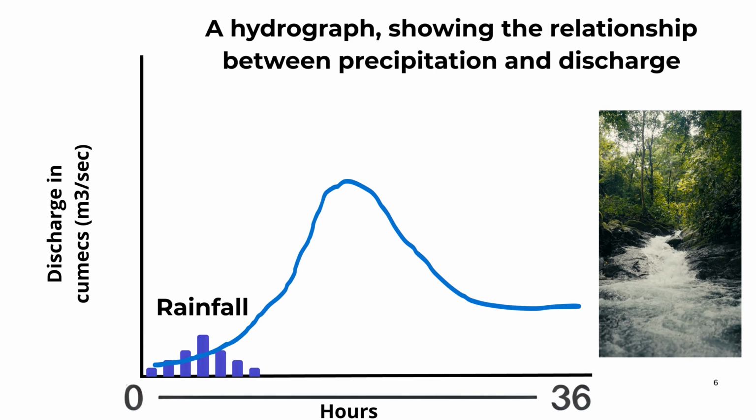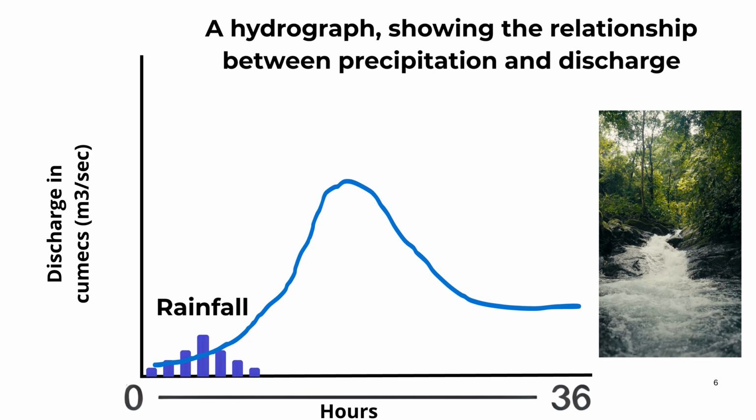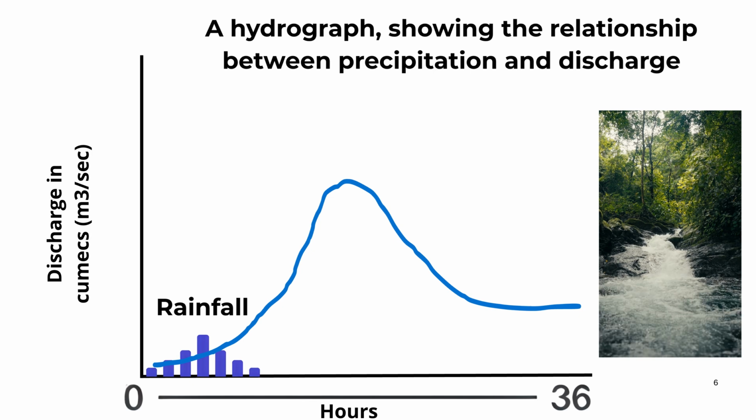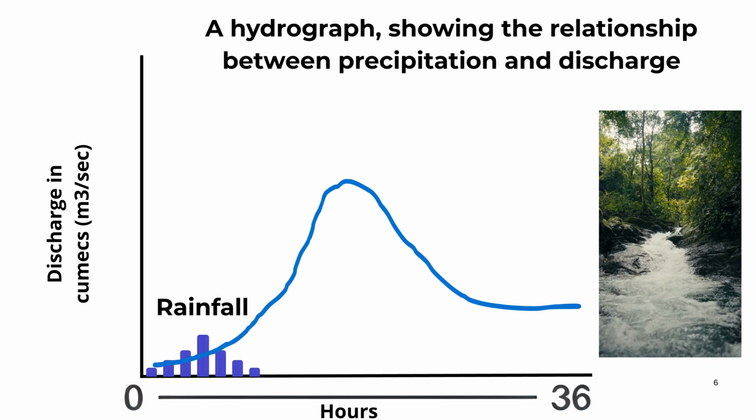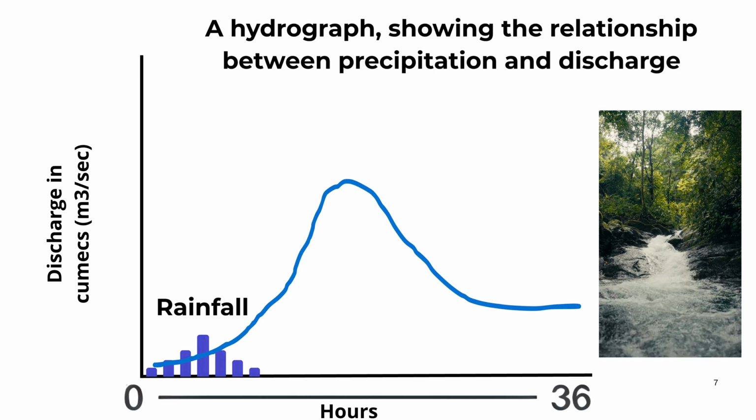So a hydrograph is a graph designed to show the relationship between rainfall, precipitation, and discharge. And discharge is an absolutely key term. It means the amount of water that is actually running through the river at a given point in time. And this is measured in cubic meters per second, or cumecs. As you can see, along the x-axis here, we have the number of hours to measure the duration of the rain event and how the river is responding to that rain event in terms of its discharge.